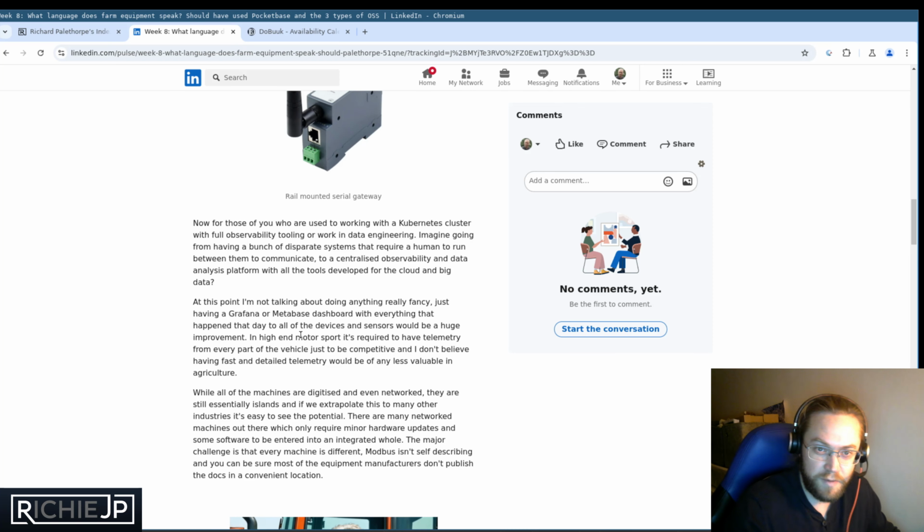Now for those of you who are used to working with a Kubernetes cluster with full observability tooling or work in data engineering, imagine going from having a bunch of disparate systems that require a human to run between them to communicate to a centralized observability and data analysis platform with all of the tools developed for the cloud and big data. At this point, I'm not talking about doing anything really fancy, just having a Grafana or Metabase dashboard with everything that happens that day to all of the devices and sensors would be a huge improvement.